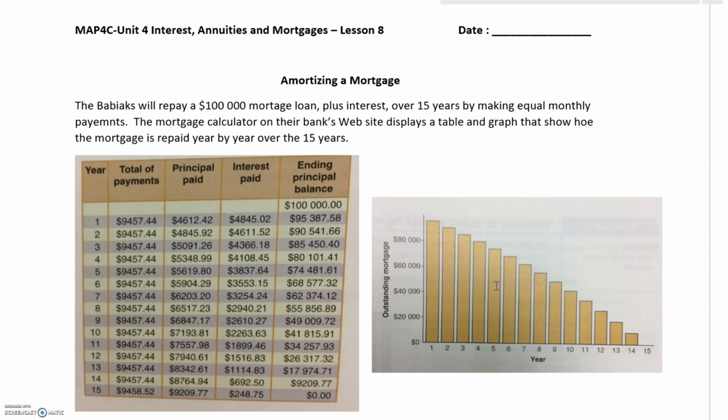If you're taking a look at this table, it's a mortgage over 15 years. It's actually the Babiaks, and they have a mortgage for a $100,000 loan. There's always interest when you get a mortgage, and over the 15 years that interest accumulates, and you pay off your principal. There's a mortgage calculator, more than one online, that you can use, and later on I'll show you what that looks like. For now, I just want you to look at this table and this graph, and it basically shows how the mortgage is repaid year by year over the 15 years.